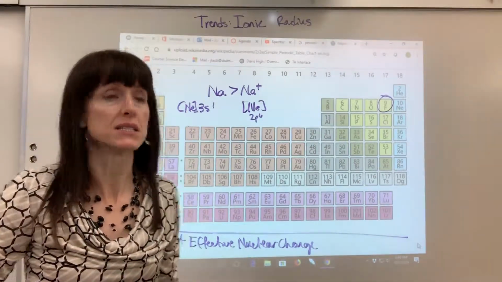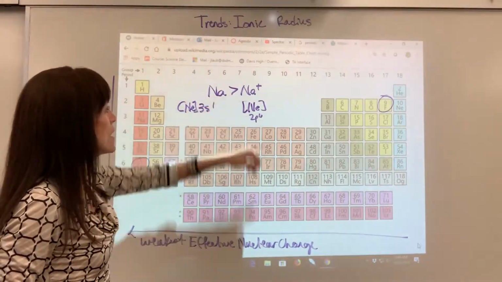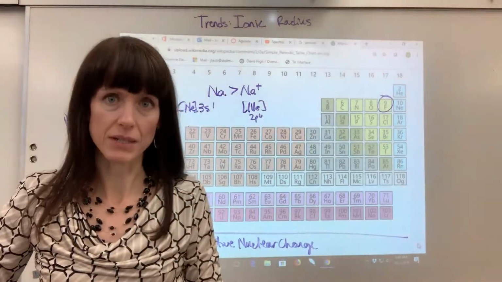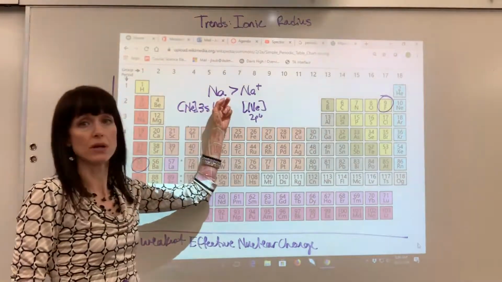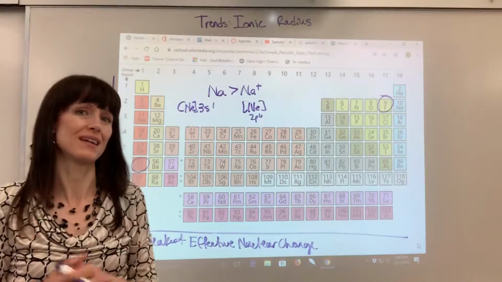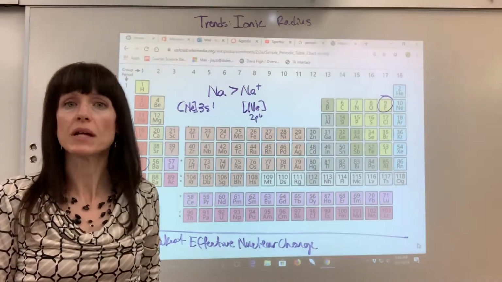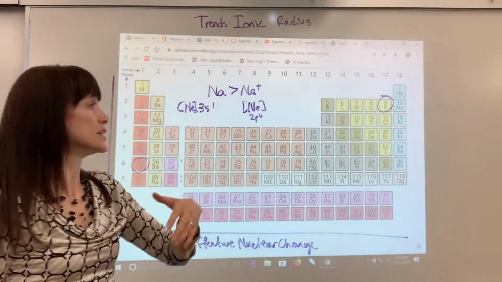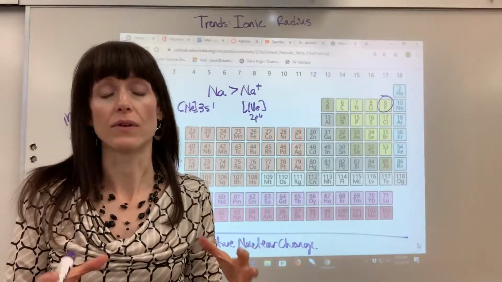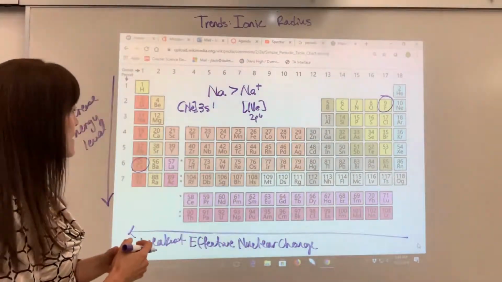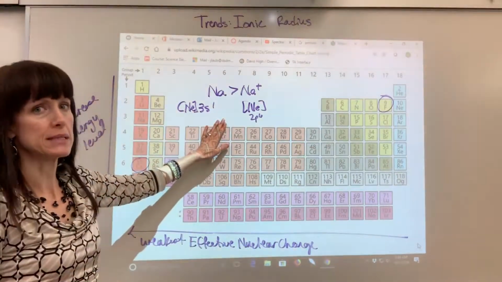And you can take this as a takeaway. The cation is always a smaller radius than its neutral element, and it's because it loses an energy level. And that's how you would explain it: the sodium ion's valence shell is 1 energy level lower. Okay, so that one is pretty easy to see.